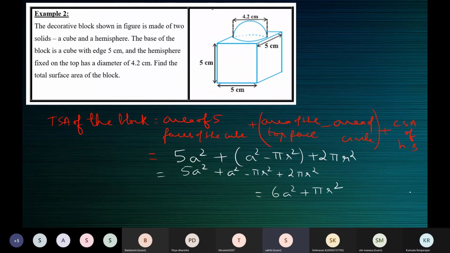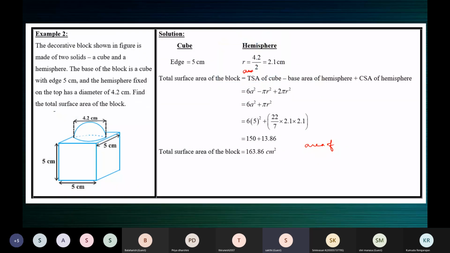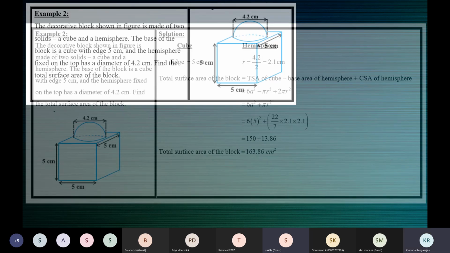Please write this. Start with cube, edge 5 centimeters, hemisphere, radius 2.1 centimeters. Write that. You can take down this.